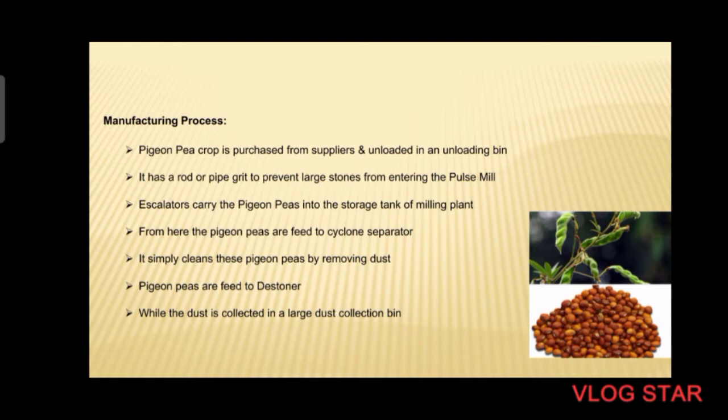Pigeon pea crop is purchased from suppliers and unloaded in an unloading bin. It has a rod or pipe grid to prevent large stones from entering the pulse mill. Elevators carry the pigeon peas into a storage tank of the milling plant. From here, the pigeon peas are fed to a cyclone separator. It simply cleans these pigeon peas by removing dust. Pigeon peas are fed to a destoner, while the dust is collected in a large dust collection bin.